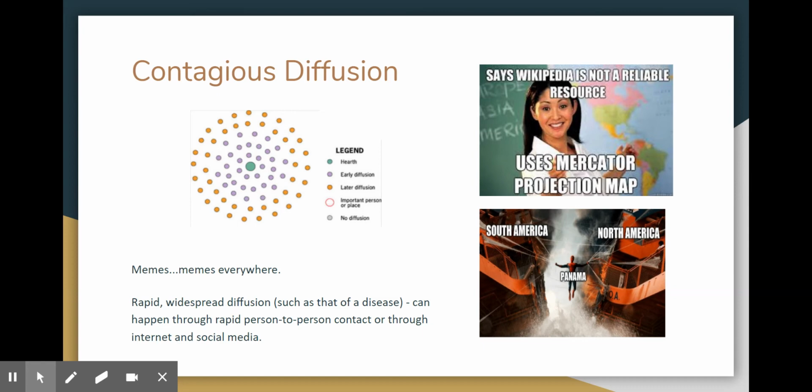Nowadays, we see this happening through the internet and through social media and through memes. So I've tried to pick some nice geography related memes for you. But memes would be an example of contagious diffusion, where someone sits in their office or, I don't know, whatever, and comes up with a meme and then shoots it out there, and it goes viral and goes everywhere. And that would be contagious diffusion.